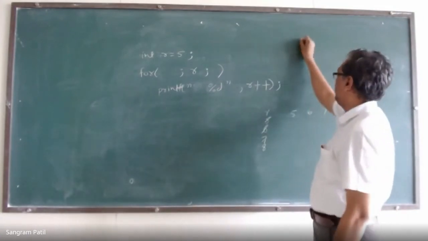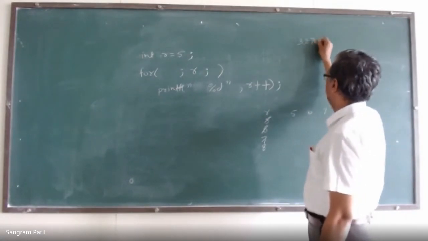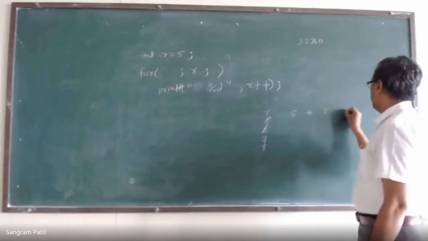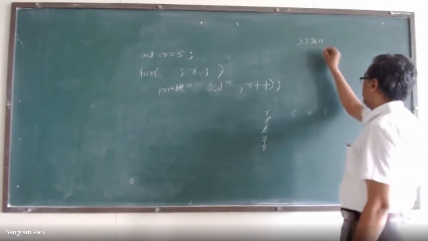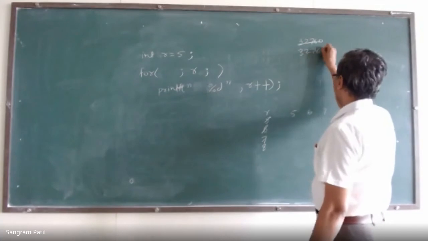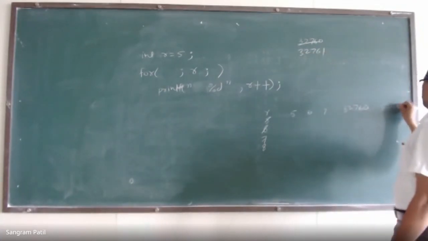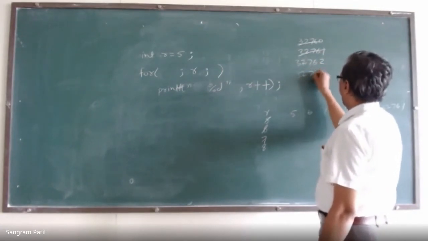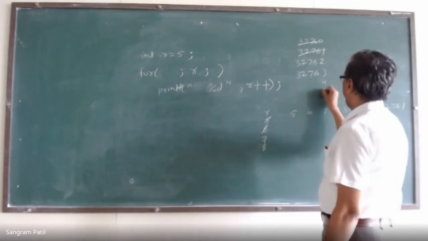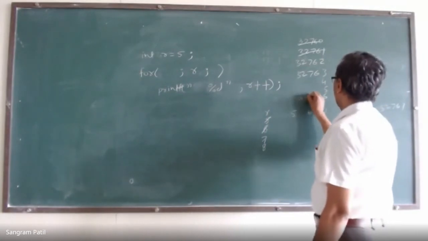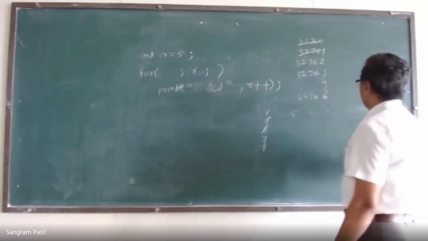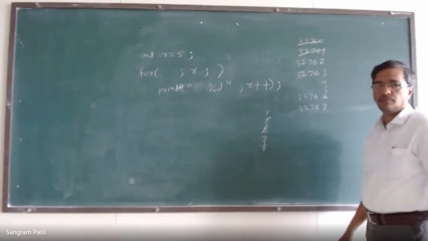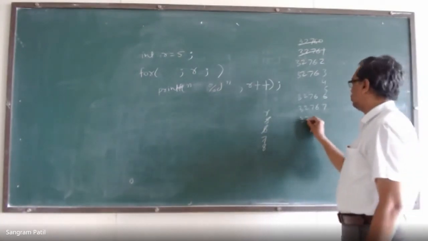At one time it reaches 32760. So this will print 32760. It is incremented by 1, 32761. It will print 32761. This will become 32762, 32763, and so on up to 32766. Then it becomes 32767, then it becomes 32768.